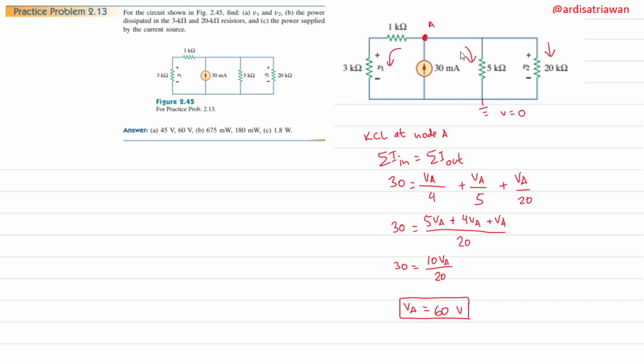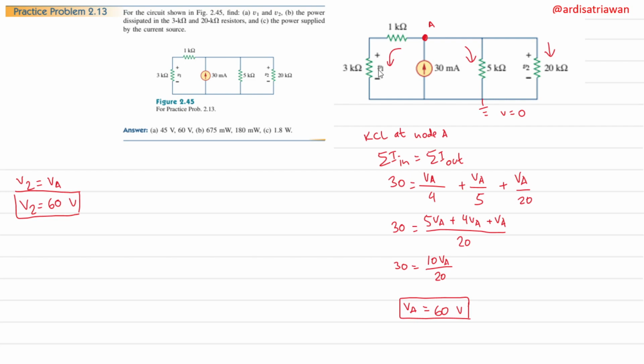So if VA is 60 volt, we can find everything else. So V1 is here, V2 is here. The easiest thing to do is find V2, because V2 is equal to VA, and then V2 is 60 volt. Okay, this is the first one.